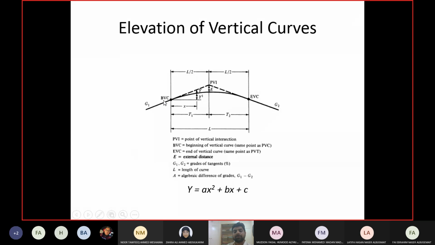The starting point of the curve is denoted as BVC, beginning of vertical curve. In the previous lecture, I called it PVC as well. So BVC and PVC mean the same thing. BVC is beginning of vertical curve and PVC is point of vertical curve, meaning the same point. So this point can be called BVC or PVC.